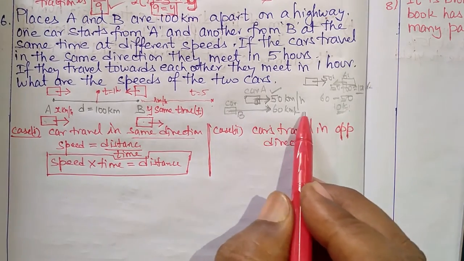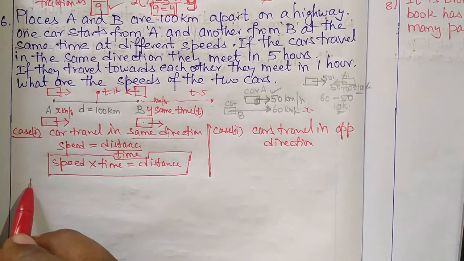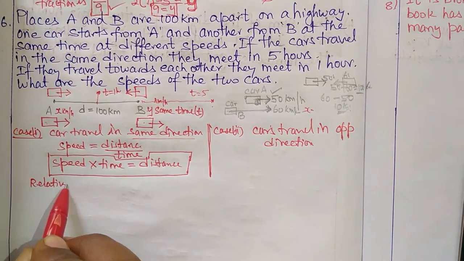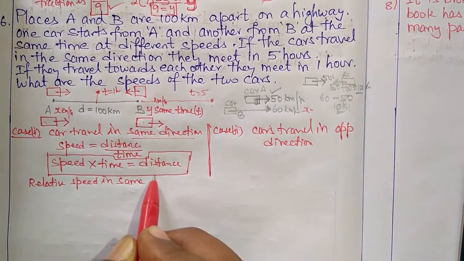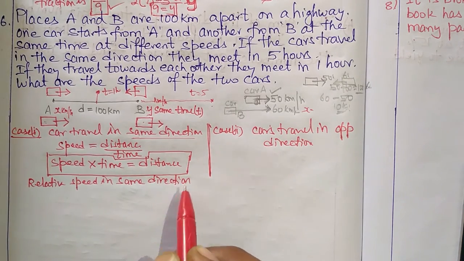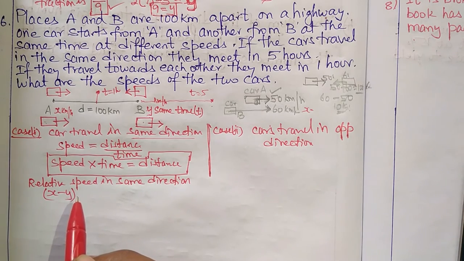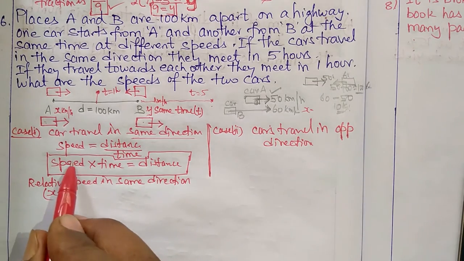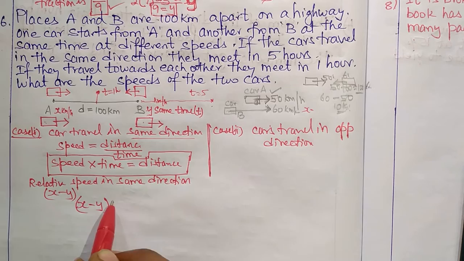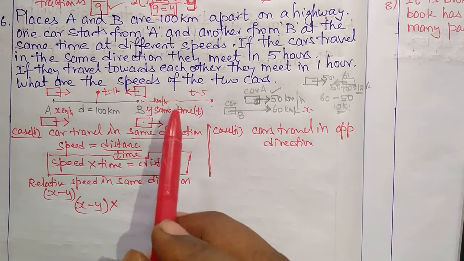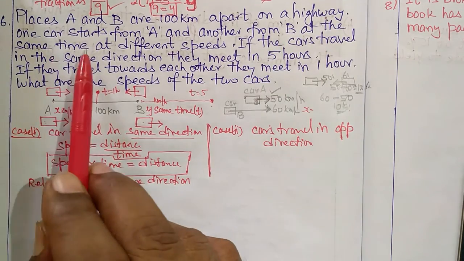In the same direction means what did I tell? We have to subtract. So the relative speed in the same direction will be x minus y. Therefore, in place of speed, I will write x minus y into the time taken. What is the time taken for them to meet from A to B at the same time?